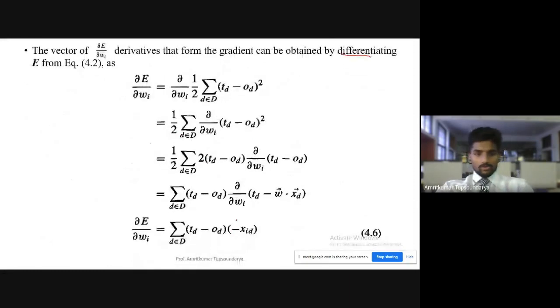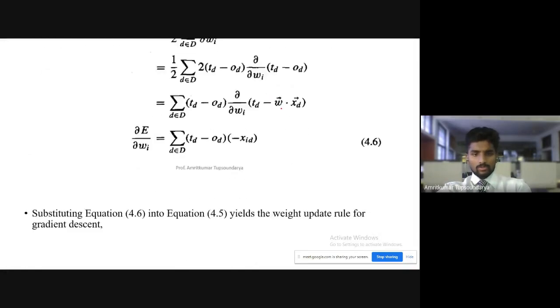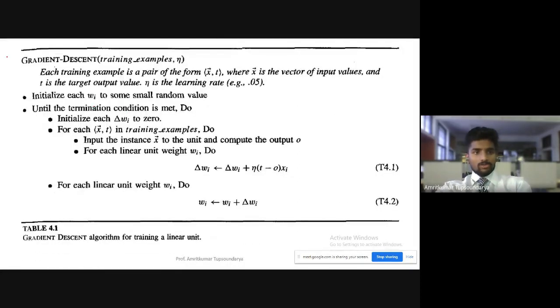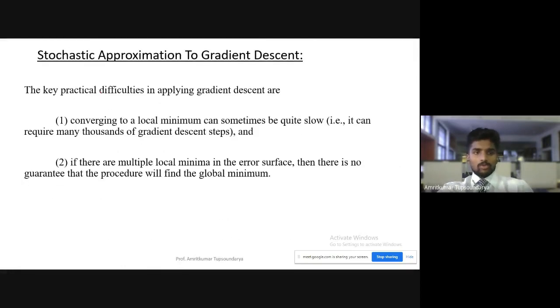This derivation is a simple derivation: simple steps of differentiating u minus v whole square. And ultimately, we saw the algorithm for gradient descent training, which is also very important. On similar grounds, in today's lecture we'll be discussing the stochastic approximation to the gradient descent.